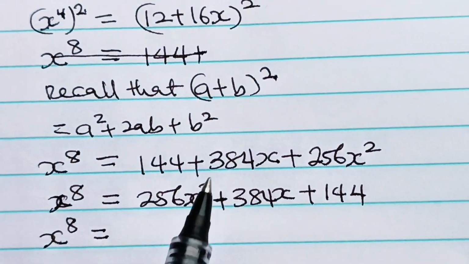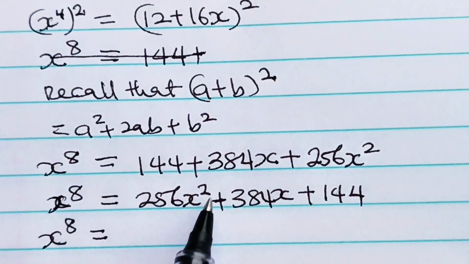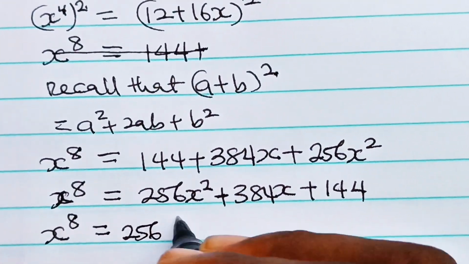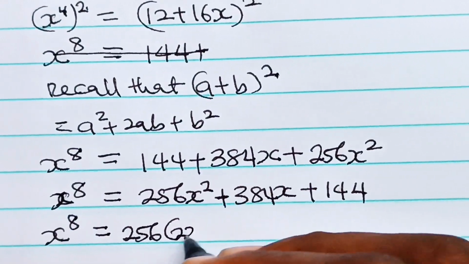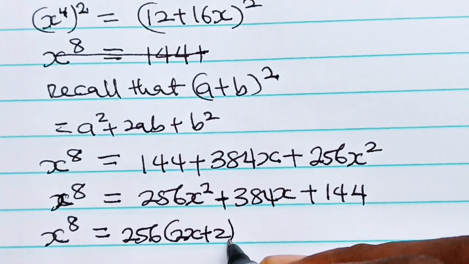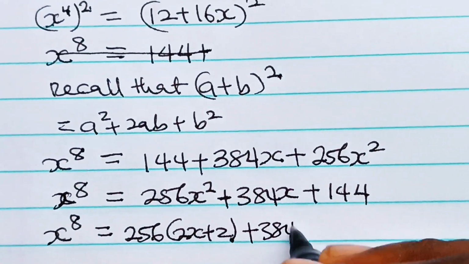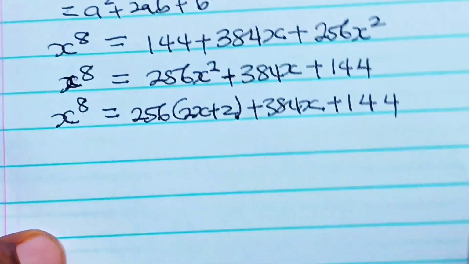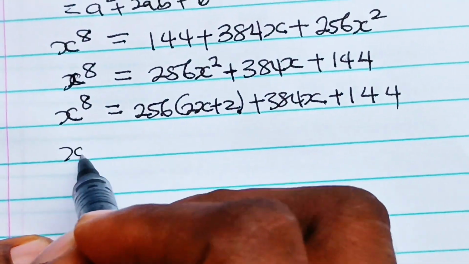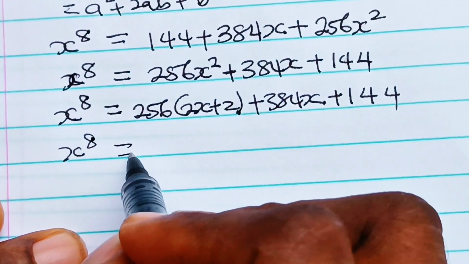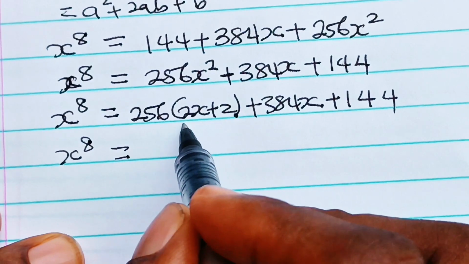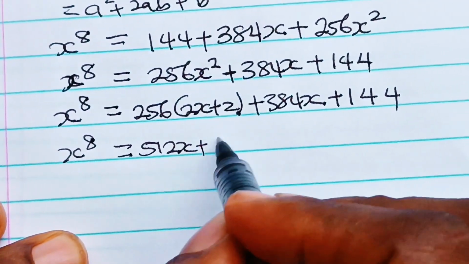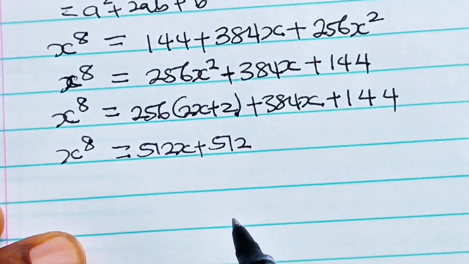Thank you so much. Now, this 256, recall that our x squared is what? 2 plus 2x. So we are going to write 256 bracket 2x plus 2, or 2 plus 2x, right? Plus 384x plus 144. Okay, now we have x to the power of 8 is equal to 256 times 2 will give us 512. So we have 512x plus another 512, that is this times this.